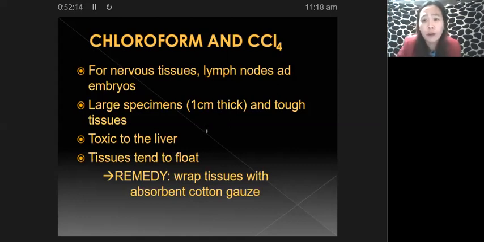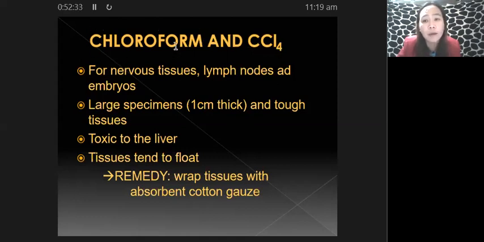But we all know, we should know that they do not actually promote clearing. They promote the removal of your dehydrating agent only. Okay, thus they are referred to as de-alcoholizing agents only. So your chloroform and your carbon tetrachloride.